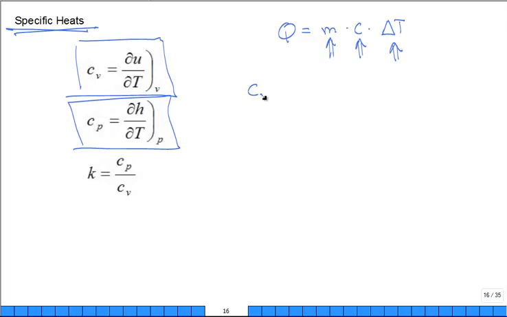Specific heat holding some property constant, the volume constant, is equal to the rate of change of U with respect to temperature. How would that be used? Well, let's go to first law.